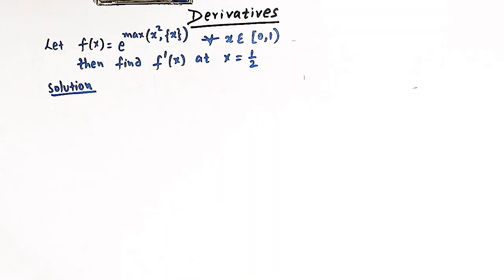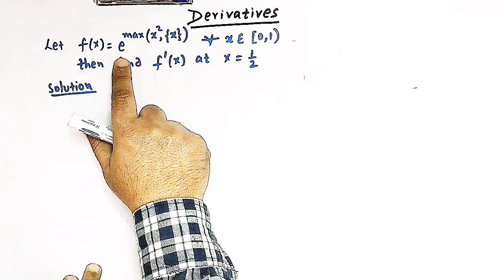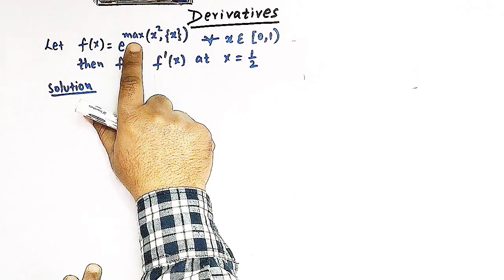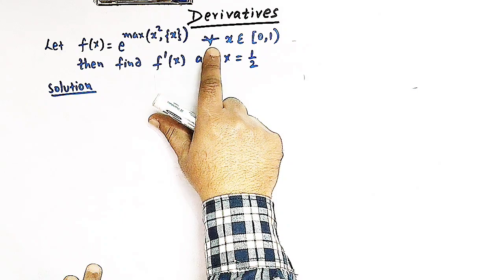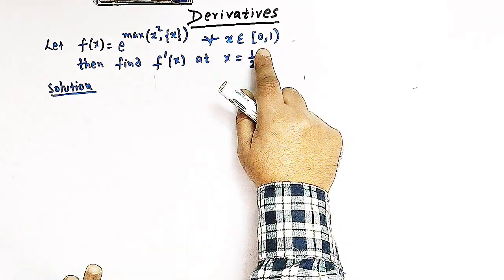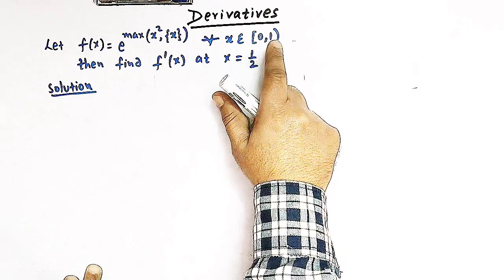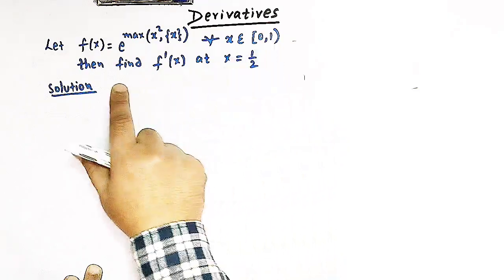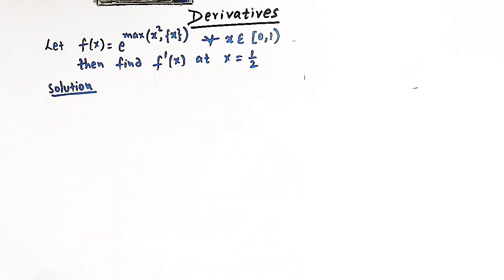Hello, viewers. In today's session, we are going to discuss an important and conceptual problem from derivatives. Here we are going to solve this problem where we are given a function f of x, which is equal to e raised to the maximum of x square comma the fractional part of x, for all x belonging to the interval [0, 1). Here 0 is included and 1 is not included, and we have to find the derivative of f of x at x is equal to half, right?